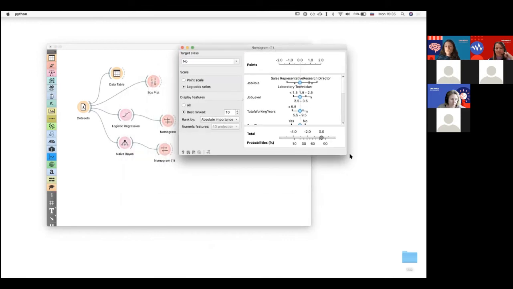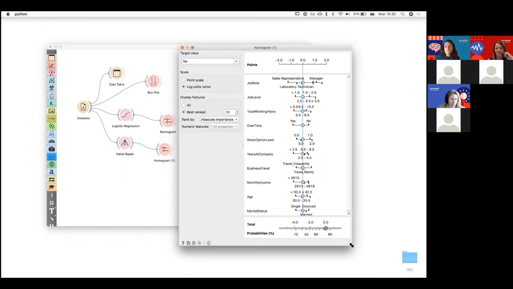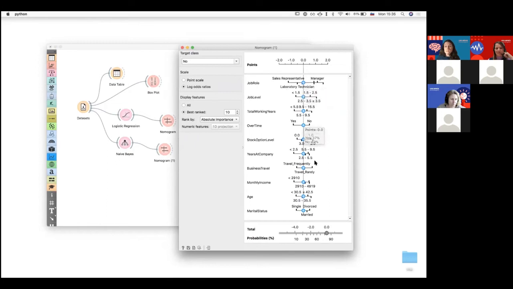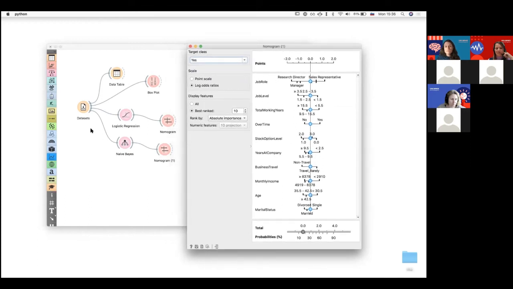So now if I open the nomogram for naive Bayes, I see that the results are different. Again, I will set the target class to yes, just like before, and again, it's just mirrored over this line. So as you see, these two, logistic regression and naive Bayes, don't agree with each other. They don't have the exact same results. And that's nice. Perhaps naive Bayes can give us a different view of the data.